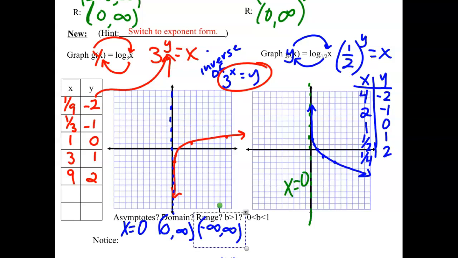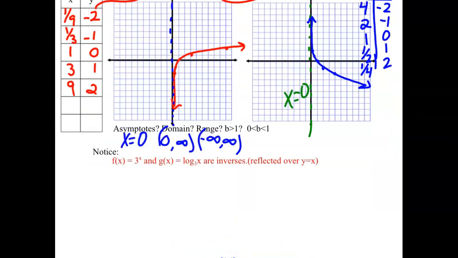All right. So f of x equals 3 to the x and g of x equals log base 3 of x are inverses, just reflections over the y equals x diagonal line. When our base was bigger than 1, we get that shape. When we had a base like 1/2, something between 0 and 1, we're always going to get that shape.